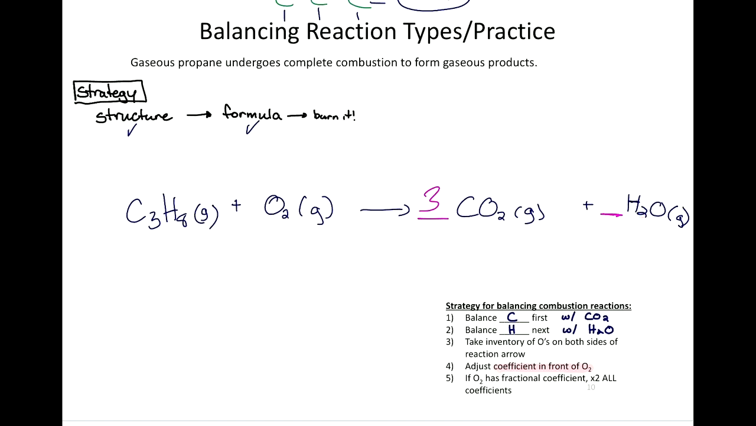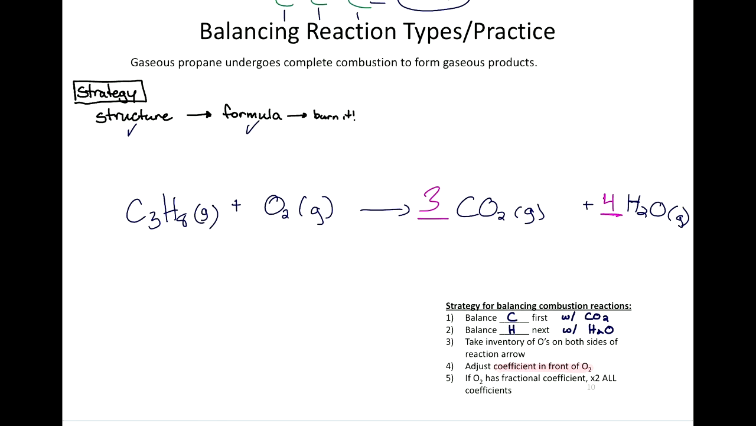So do I want to make 8 water molecules? No, we want to make only 4. Yep. Okay. So carbon and hydrogen, those are the easy steps. Now let's balance oxygen. All right?